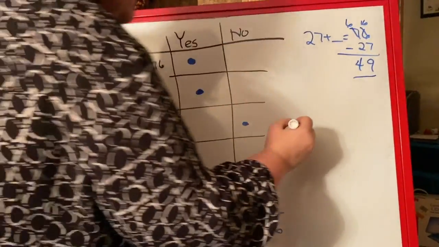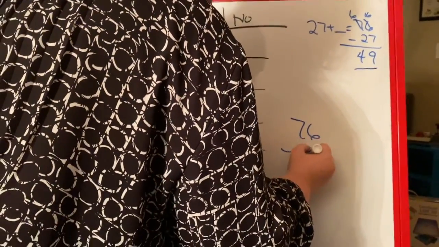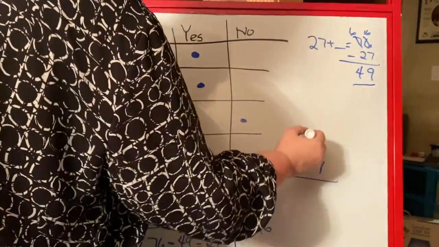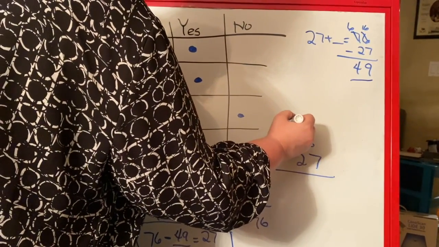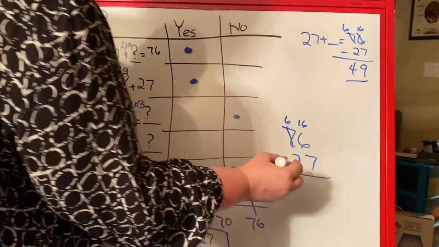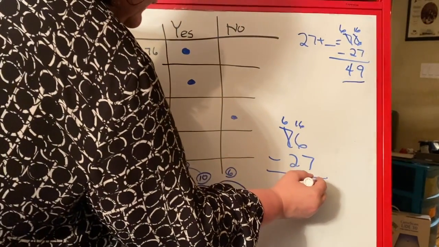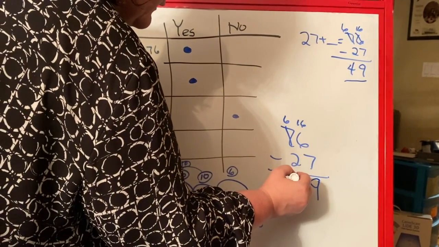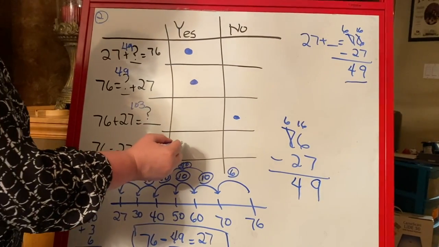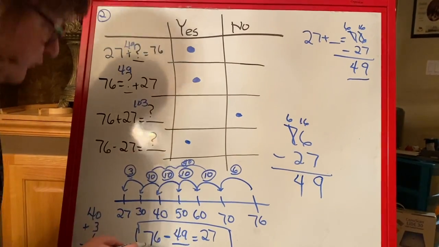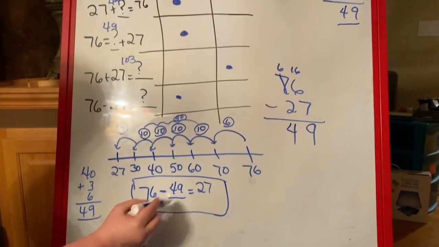So 76 minus 27. Come over here and we have to subtract it out. Again, we're going to have to borrow a 10. 10 plus 6 is 16. The 7 becomes a 6. 16 minus 7 is what, everybody? 9. 6 minus 2 is 4. Could this be part of the fact family as well? It certainly could. Here's 1. 76 minus 49 is 27.